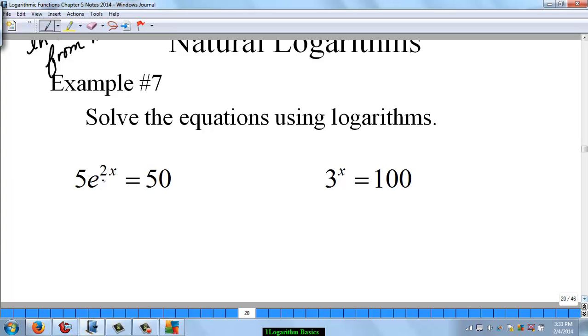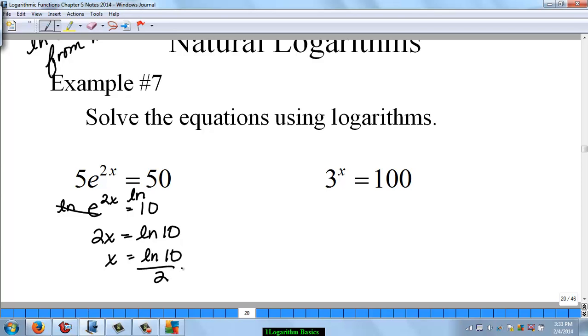So I have 5e to the 2x equals 50. First thing I want to do is solve for x, so I'm going to isolate it by dividing both sides by 5. So I have e to the 2x equals 10. Once it's isolated, now I'm going to ln both sides, and as soon as I do this, I can say thanks for playing. 2x equals ln 10, which is a number. And then I divide by 2, so x equals ln 10 divided by 2, which is roughly 1.151.